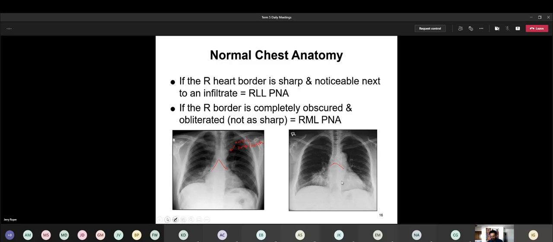And then before we go any further, not only is this a right middle lobe pneumonia, but there looks to be something going on this side as well. So this is probably a case of maybe bilateral pneumonia that this particular patient has developed.